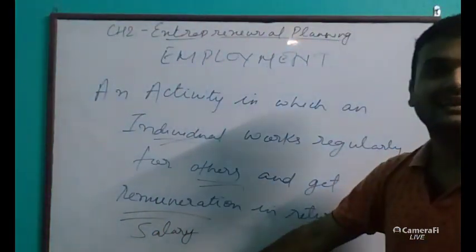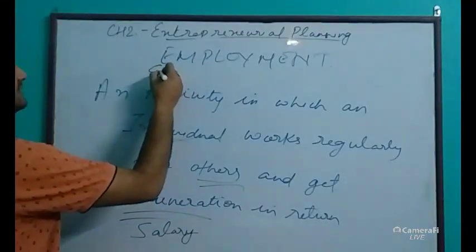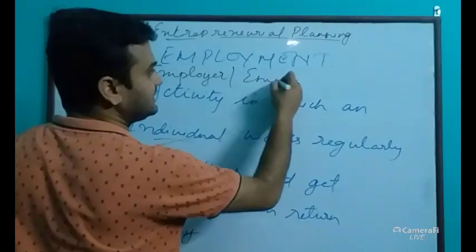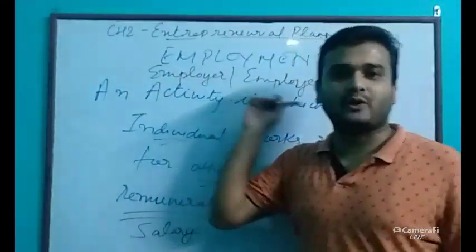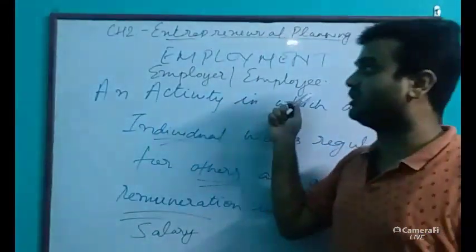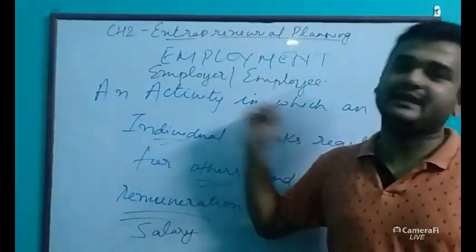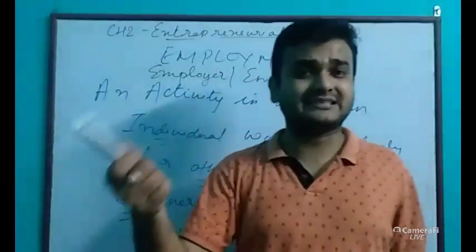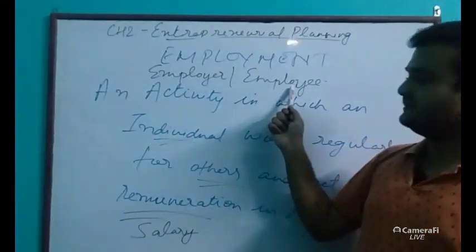That is salary. And there are two persons involved. Number one is employer and number two is employee. Employer and employee. You are the employee. When you are working under someone, you are the employee, and the person, the organization, the owner will be the employer. The person under whom you are working will be the employer.